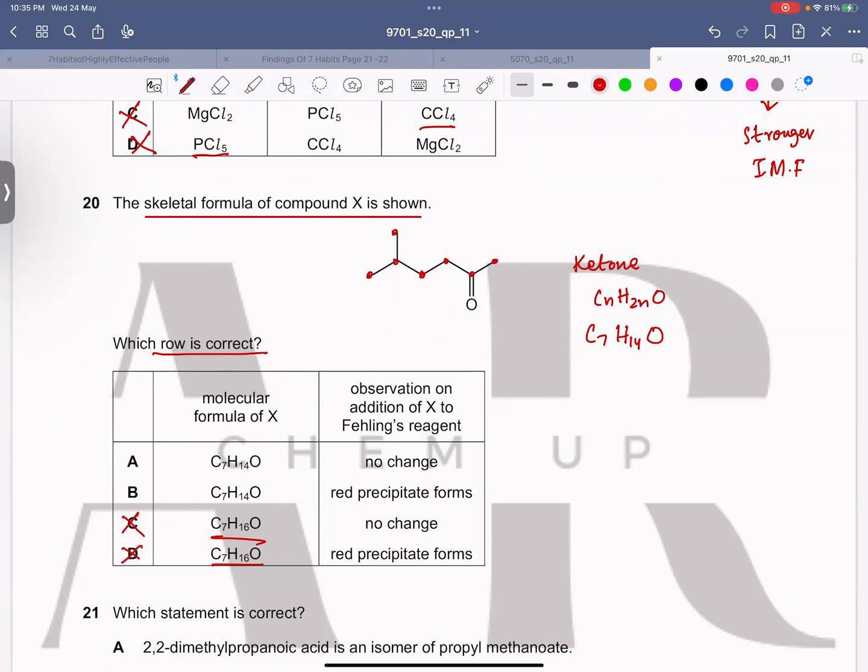Now, sir, it will be A. Yes, very good, because they are asking for Fehling's solution. With Fehling's reagent, an aldehyde would give a positive test and a ketone would not give a positive test with Fehling's solution. So statement B is wrong and our statement A is correct. Is this clear? Yes, is this clear to everyone? Yes, sir.